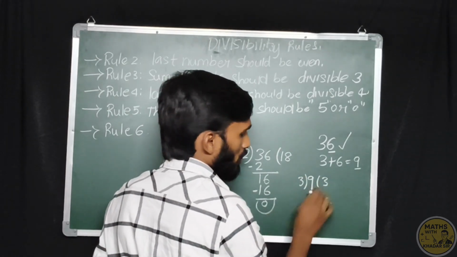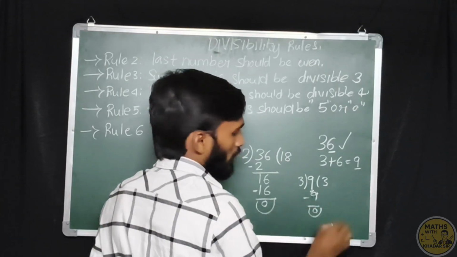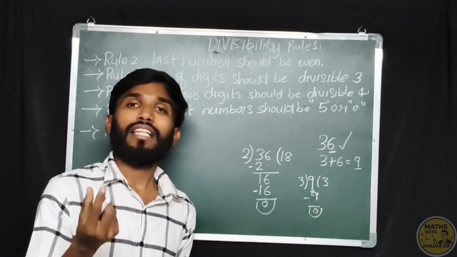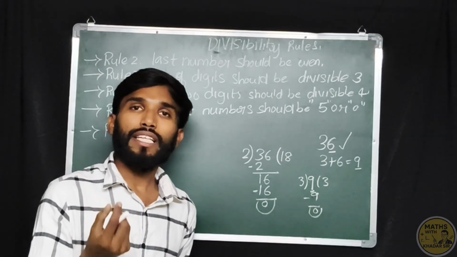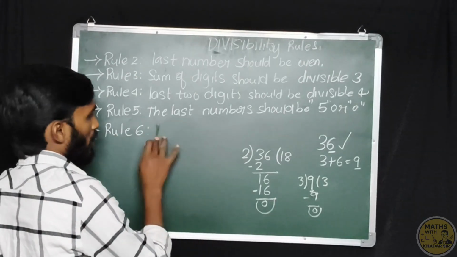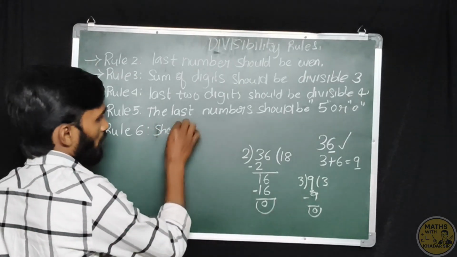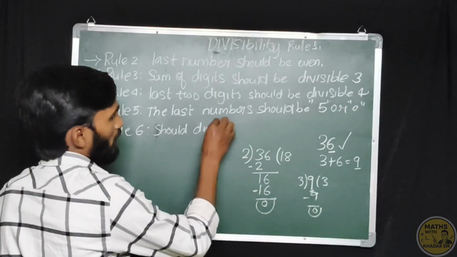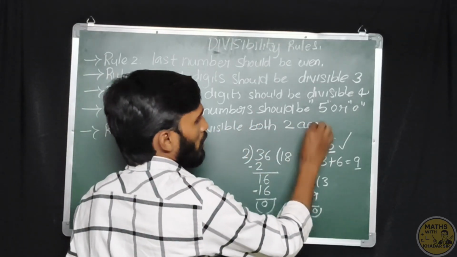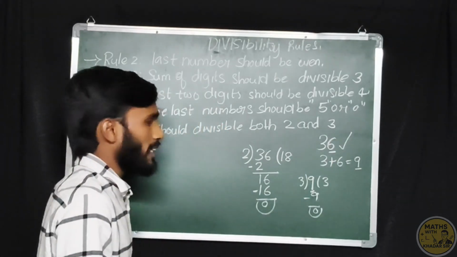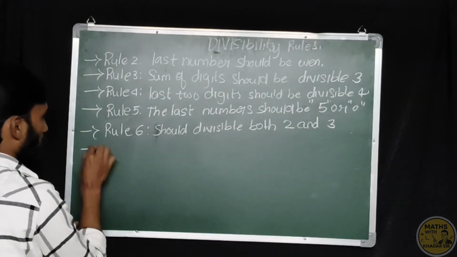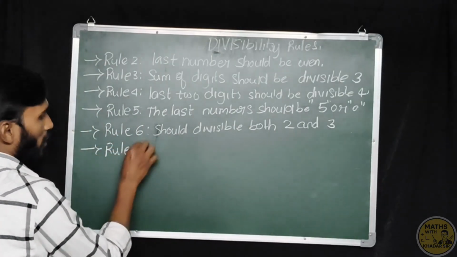How many times? 3 times 9. That means in a number, the last digit should be even and the sum of the digits should be divisible by 3. That means nothing but the rule of 6 is the number should be divisible by both 2 and 3. Now, let's move into the next rule, that is nothing but rule 7.